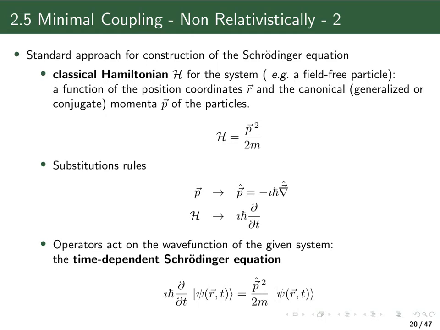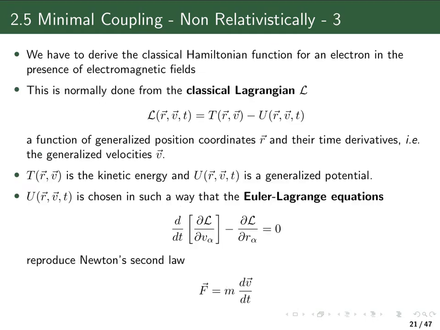So the task to do now is to find the classical Hamiltonian for a charged particle like an electron in the presence of electromagnetic fields. So the question is, how is this classical Hamiltonian normally derived? Well, that is normally done from another function, which is called the classical Lagrangian.